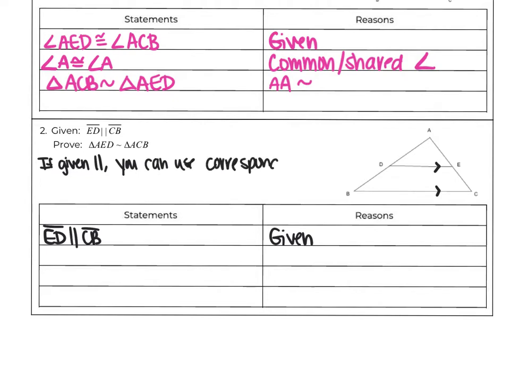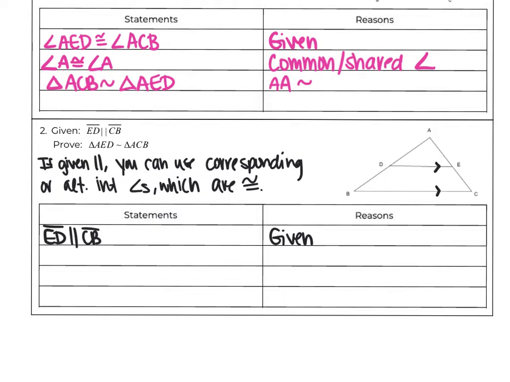corresponding or alternate interior angles, which are congruent. So that is why the parallel is important. It does not mean those lines are congruent, or it doesn't just automatically tell us angles are congruent. It means that we can use corresponding and alternate interior to prove congruent angles.